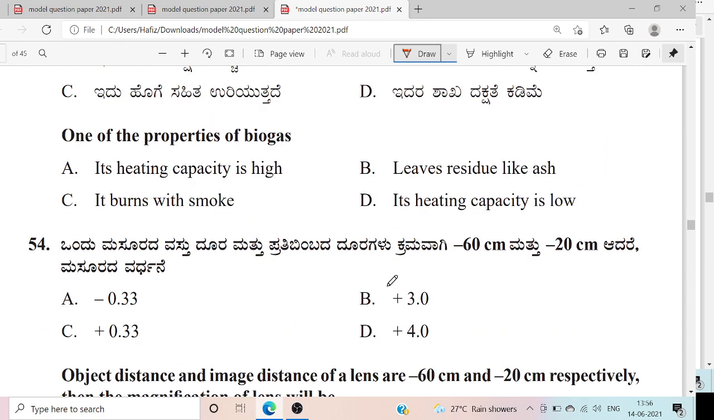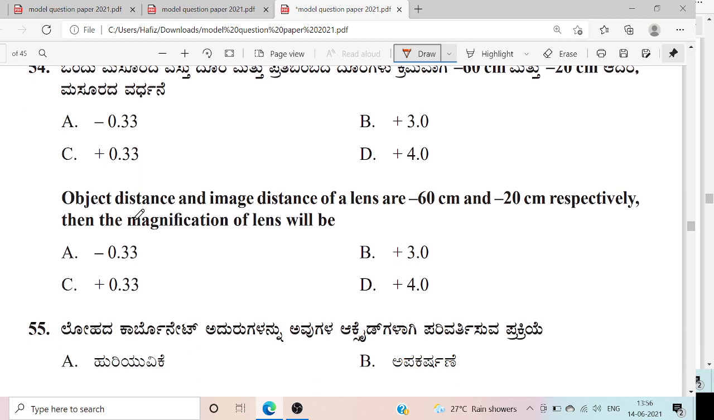Now next question, one of the properties of biogas. Biogas has a property that it has a high thermal capacity, high heat capacity. It does not produce smoke, it does not leave any solid residue. These are the properties. So option A is right, that is the correct option.